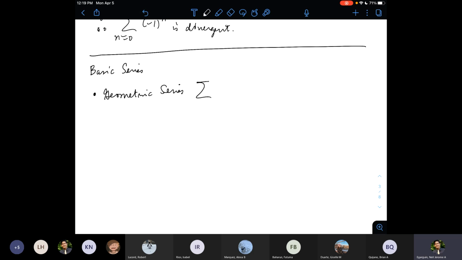So this is of the form a r to the n and going from 0 to infinity. You can now remember that this will be convergent if the absolute value of r is less than 1. So all you need to look for, if you have determined that the given problem in your quiz or exam is a geometric series, all you need to look at is the common ratio. If the common ratio has absolute value less than 1, automatically it will be convergent. Otherwise, it will be divergent.